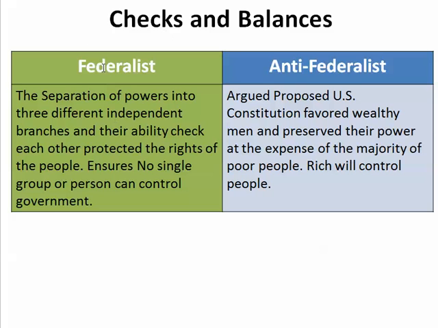The Federalists argued that a separation of powers in government into three different independent branches and their ability to check each other protected the rights of the people and ensures that no single group or person can control government by dividing it into separate branches and then giving it checks and balances over one another. We create checks and balances where no single person or group or interest gets control over government.